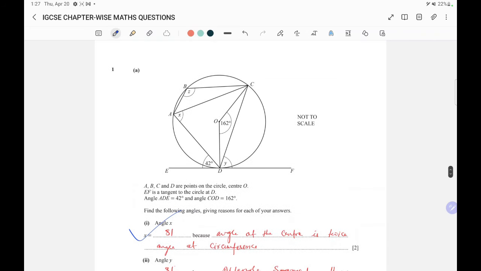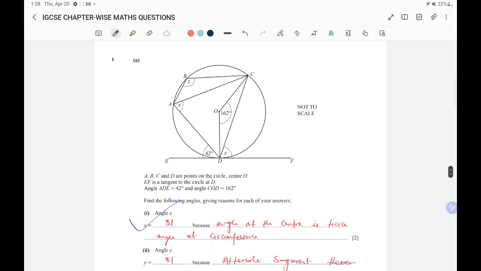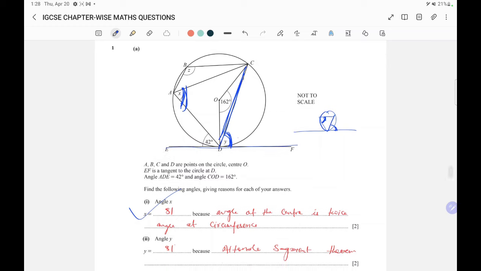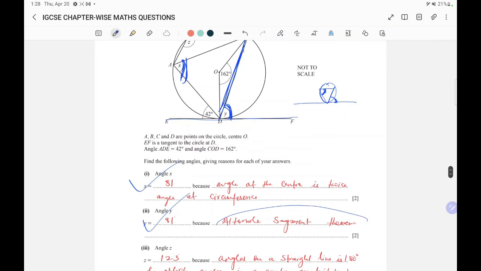Next we need to find y. Where is y? Here it's y. How can we find this y? Who will tell? Any idea? So this is alternate segment theorem, guys. This angle must be equal to this angle, right? So according to this line, this is a tangent, and this chord makes angle here. So this angle must be equal to this angle. So y equals x. So this is also 81, alternate segment theorem. That's fine.